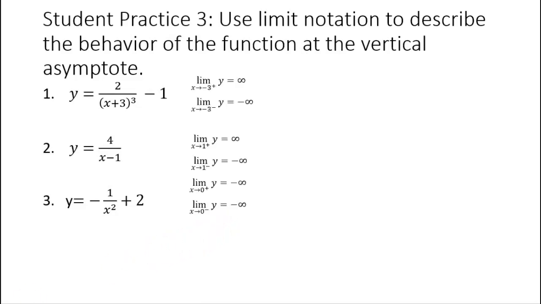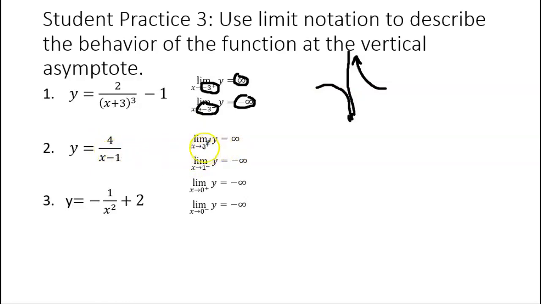Okay, so here are the solutions. My vertical asymptote for number 1 is negative 3. And so as we approach from the right side of the graph, it would be going up. And as we approach negative 3 from the left, the graph goes down. And that's because the shape looks like this. It's up on the right side of the asymptote and it's down on the left side of the asymptote, right?